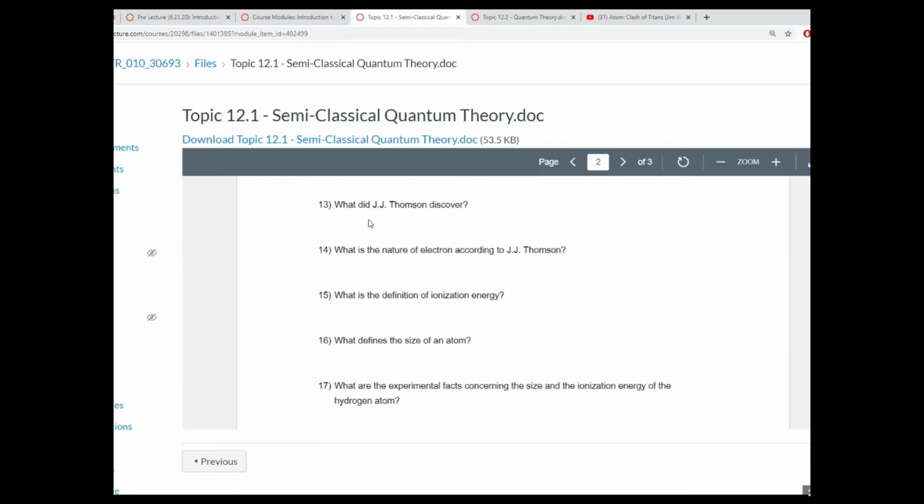All right, so moving forward, what did J.J. Thomson discover? What's the nature of electron according to J.J. Thomson? What's the definition of ionization energy, and so on. All right, so let's jump in.